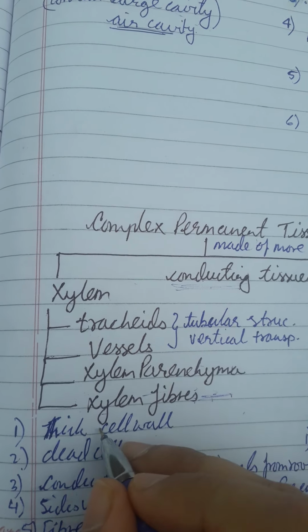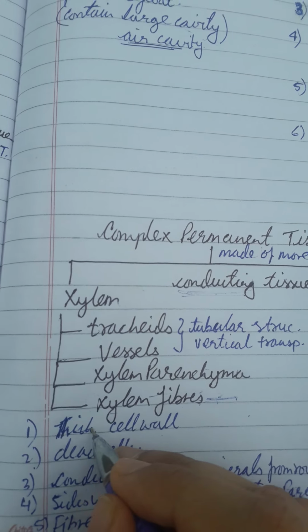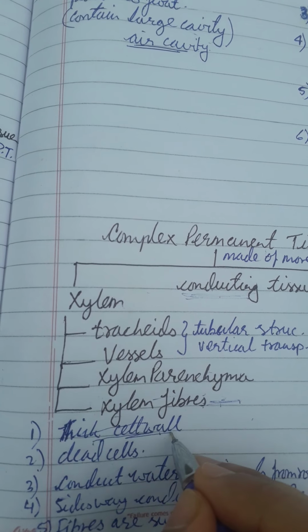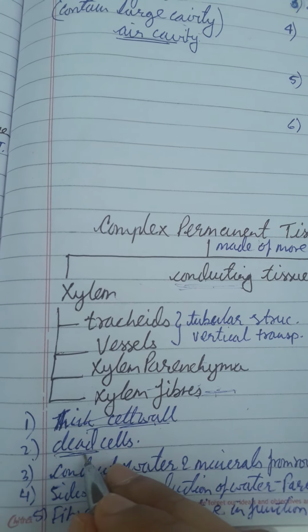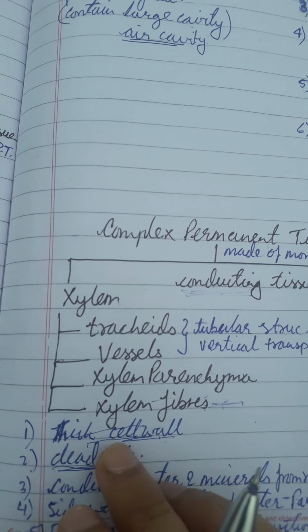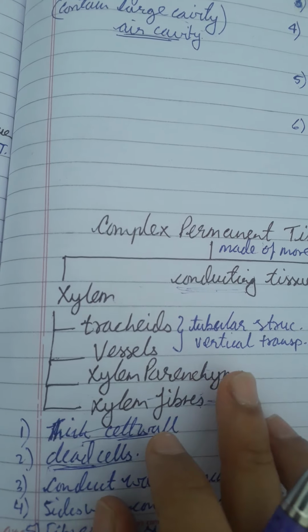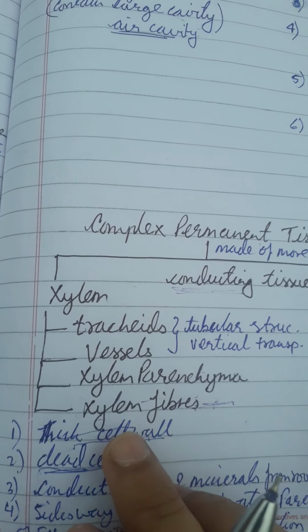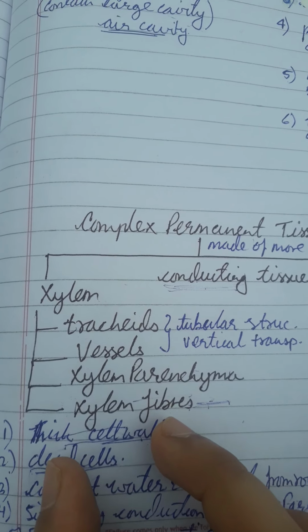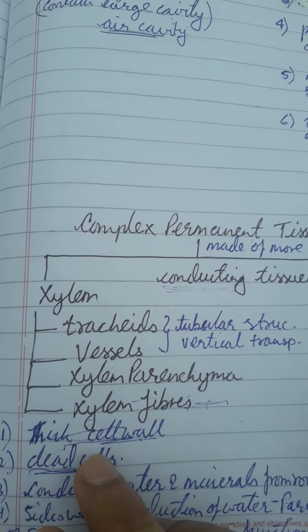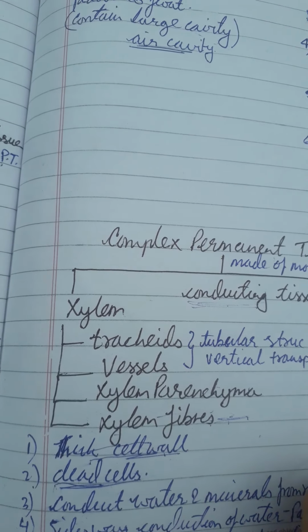Now this xylem has a thick cell wall. It has a thick cell wall and the cells are dead, which means they don't divide. They are dead cells. After a stage they die. So they have a thick cell wall made of cellulose and lignin, and they are dead cells.